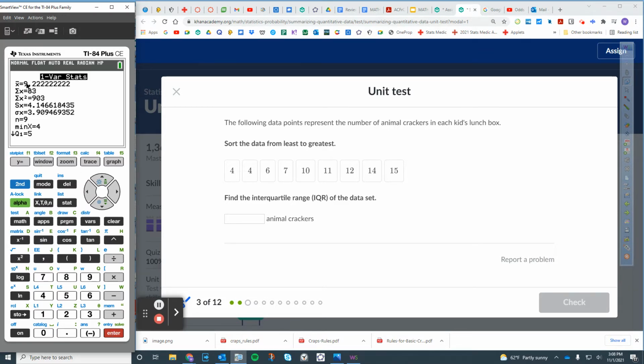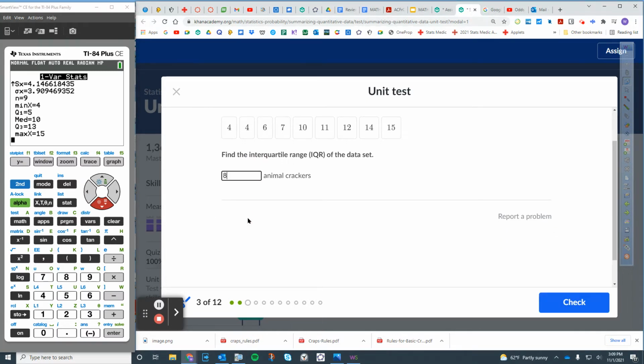Now we are given the mean, standard deviation, but that's not important because what's the question? Question says find the interquartile range, the IQR of the data. Now interquartile range is Q3 minus Q1. And we can easily find the Q3 here, which is 13, Q1, which is here. So 13 minus 5 is 8.